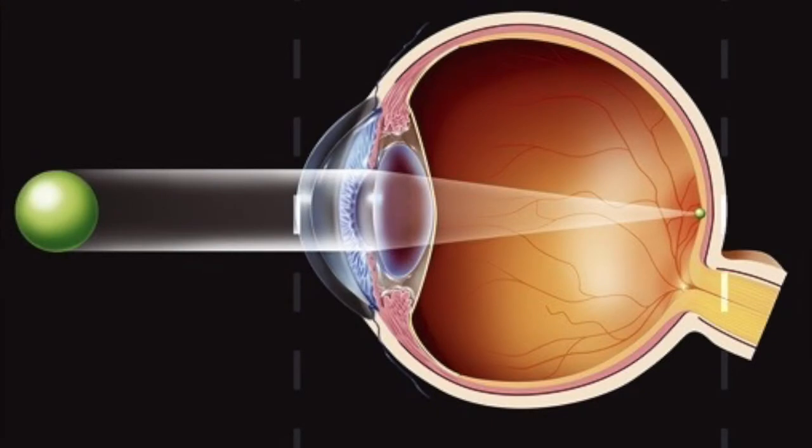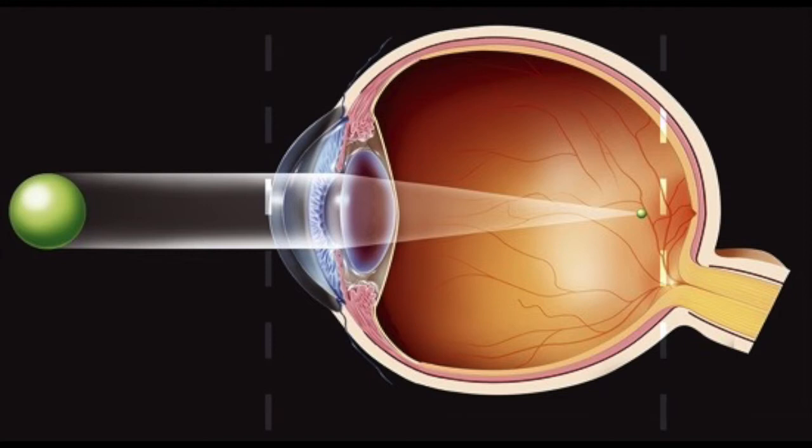Now here is a picture of a normal eyeball looking at an object. You'll see from the green ball the light rays entering through the lens of the eye, through the eyeball itself, and then it sharply focuses perfectly at the back of the retina.